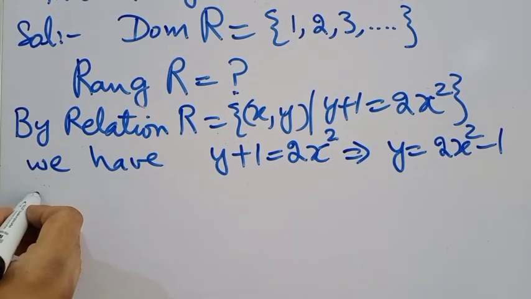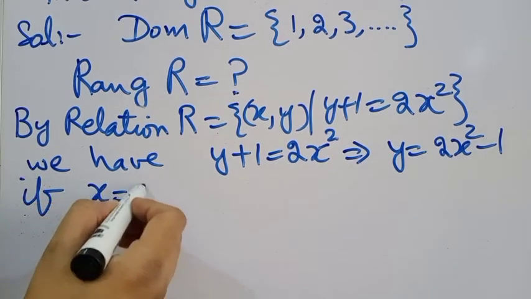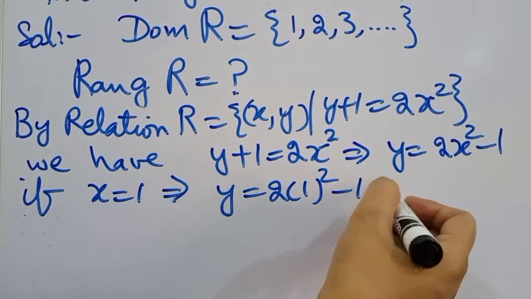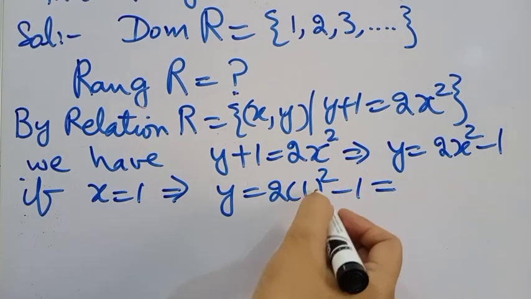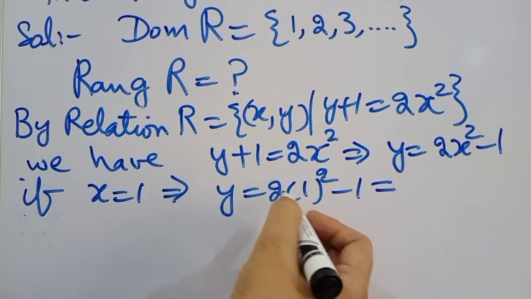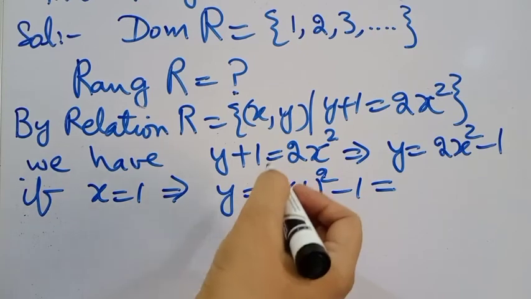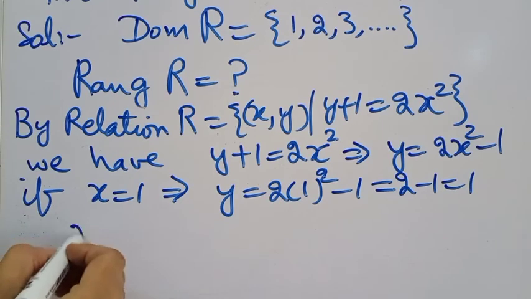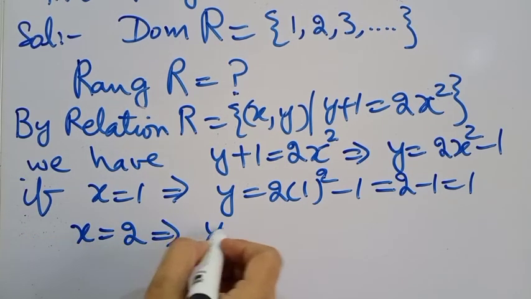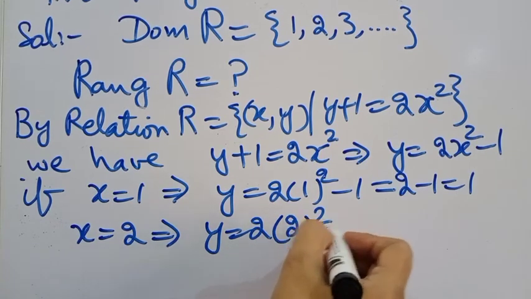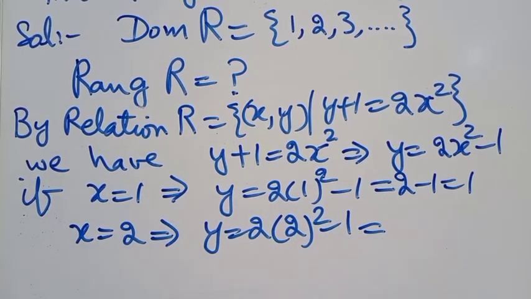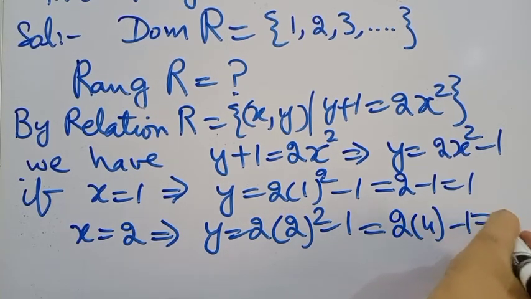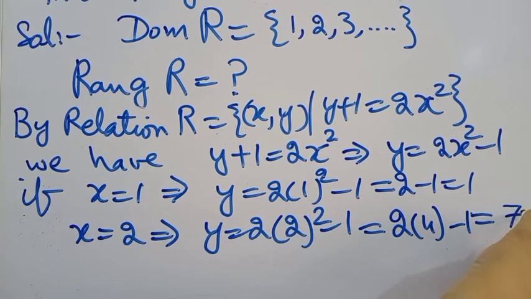So if x is equal to 1, it implies y is equal to 2 into 1 square minus 1. 1 square is equal to 1, 2 into 1 is equal to 2, 2 minus 1 is equal to 1. Next we have x is equal to 2, which implies y is equal to 2 into 2 square minus 1. This is equal to 2 into 4 minus 1, which is 8 minus 1, equal to 7.